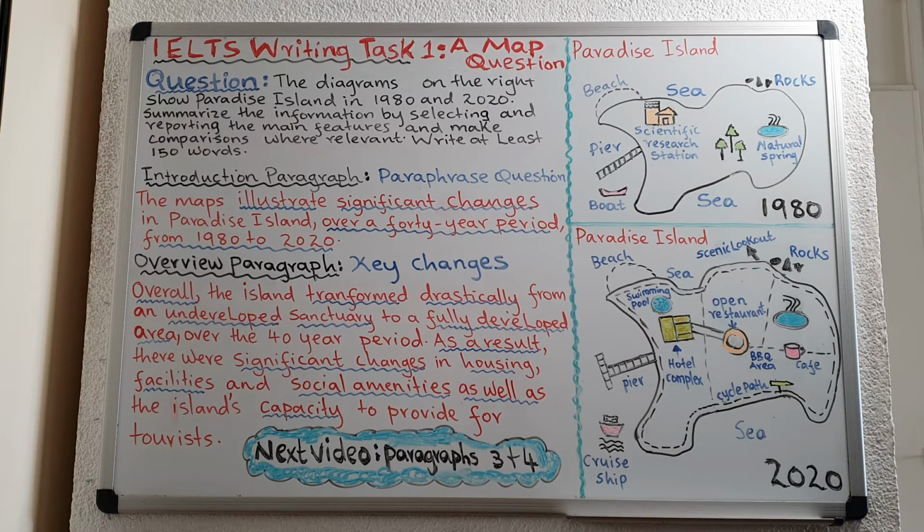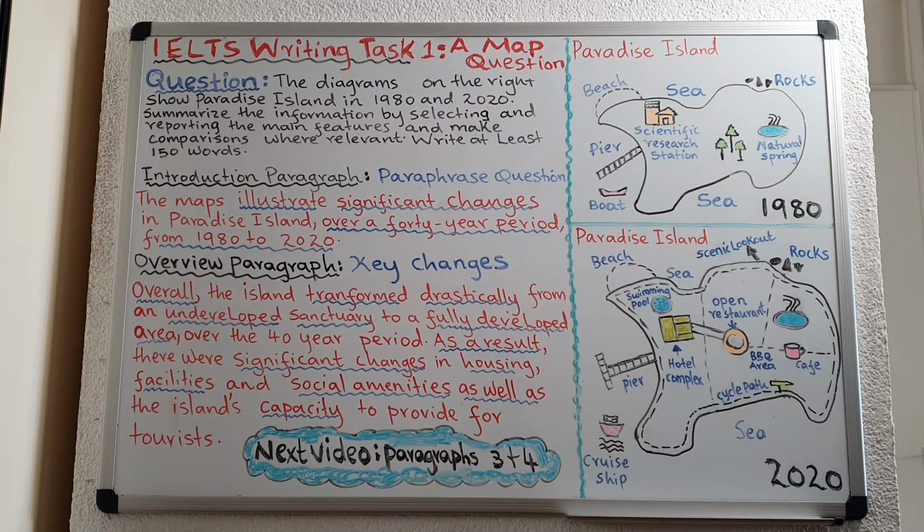You're also instructed to write at least 150 words. Now it means that you must write a minimum of 150 words. You can write more words than 150, but you are not allowed to write less than 150. Remember, don't write too many words because writing a lot means you're spending too much time. And if you do that, then you won't have any time left for task 2. So aim for about between 150 and 170 words. That's enough.